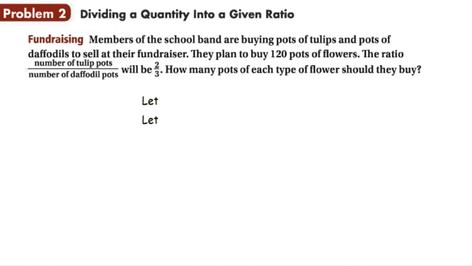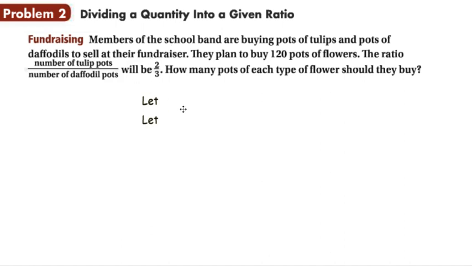Dividing a quantity into a given ratio. We have members of the school band buying pots of tulips and pots of daffodils to sell at their fundraiser. They plan to buy 120 pots of flowers. The ratio, number of tulip pots to the number of daffodil pots, will be 2 to 3. How many pots of each type of flower should they buy?